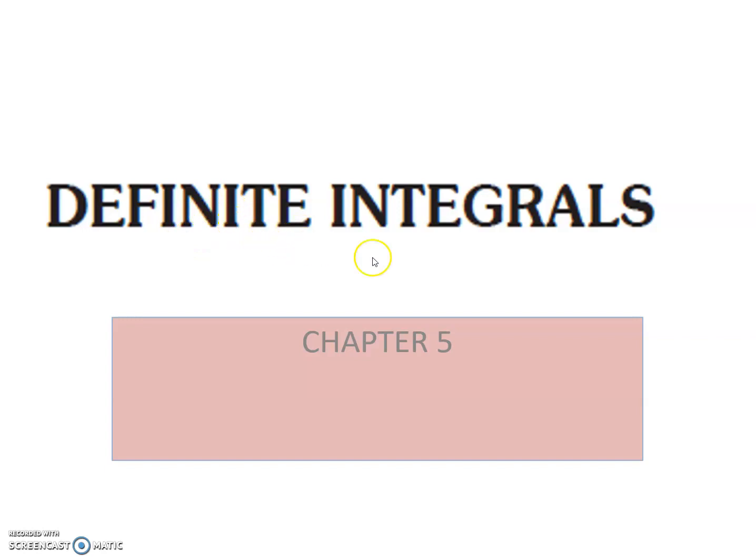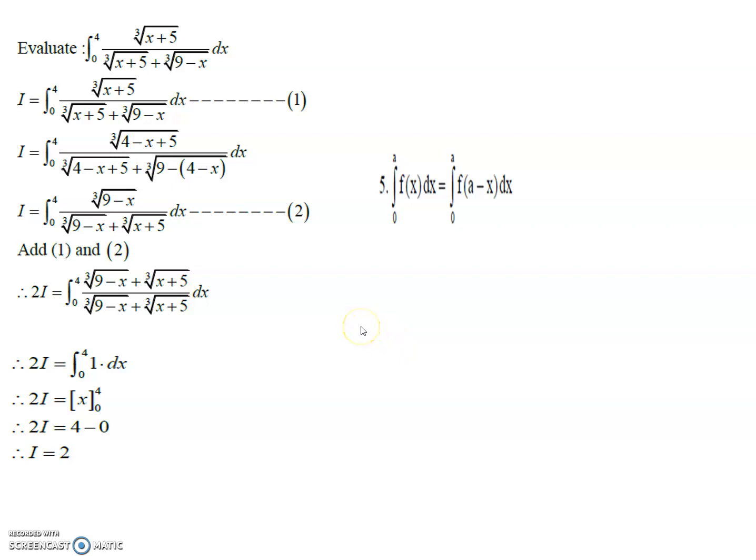Our chapter name is Definite Integral, chapter number 5. We have to use the properties of the definite integral in examples. Let us start from this example.